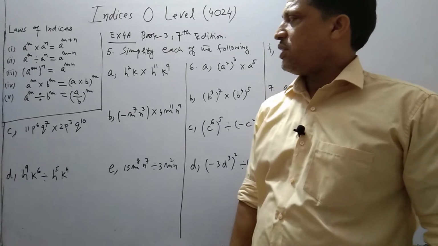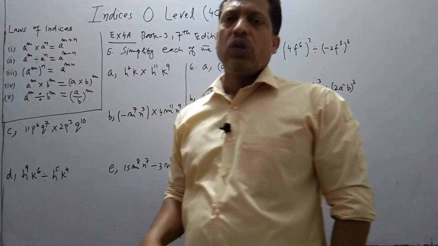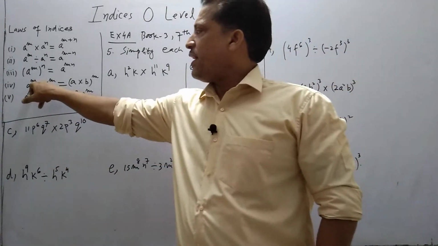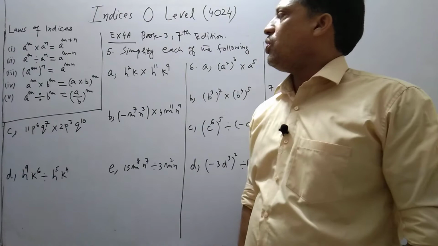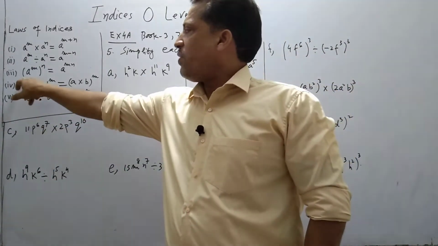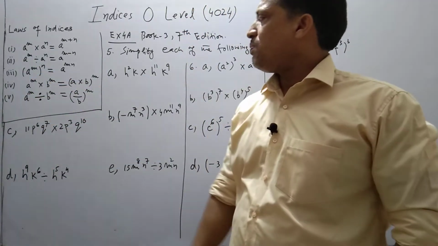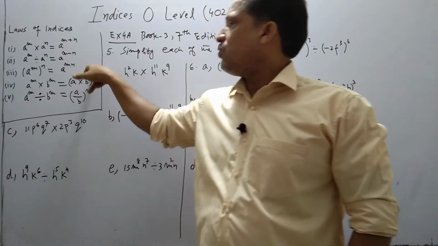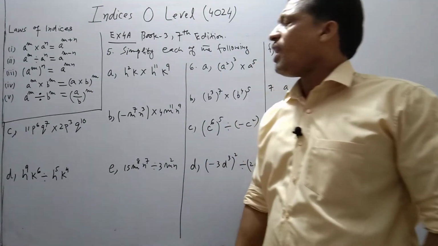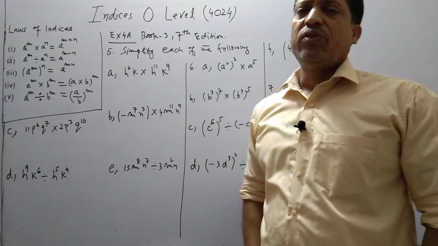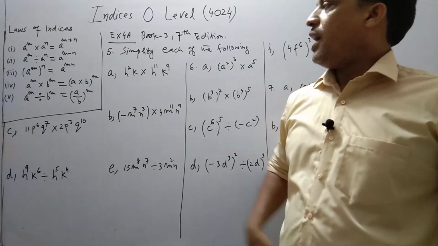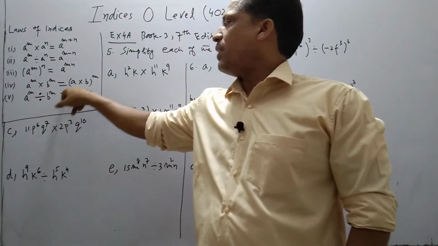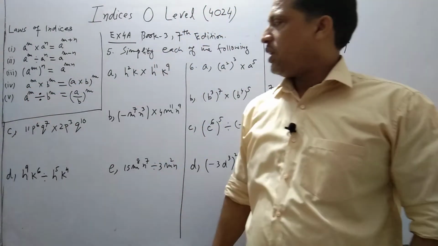The fourth law says if we have two different bases which are multiplied but both have the same exponent or same index, we can write a power m into b power m. We can just multiply both the bases and write the same power once, only one time. The fifth law says if we have two different numbers but same exponent and both the numbers are divided, then we can write a power m divided by b power m in terms of a upon b whole power m.